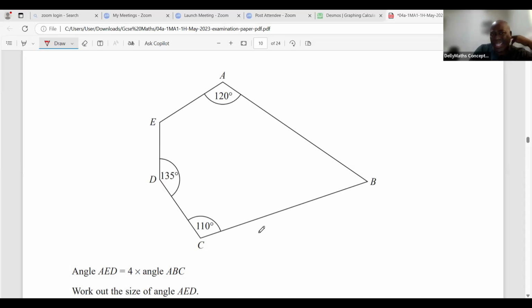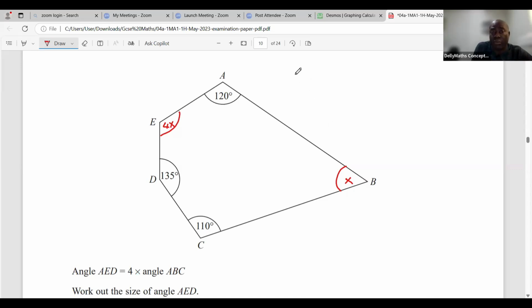What we're doing today, we're looking at a GCE question. We have a pentagon, we have some angles, and then we were instructed that this angle AED, which is this angle here, is 4 times this angle at B. So what we could do is to label these angles with the variable x. So let's call this angle x. And since this angle at E is 4 times that angle, we could call it 4x.